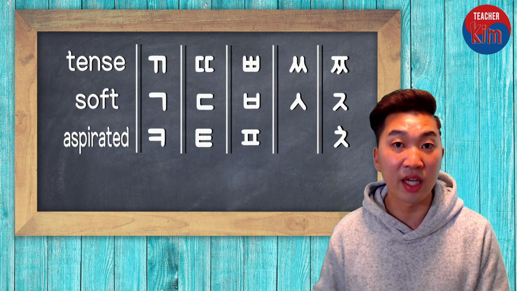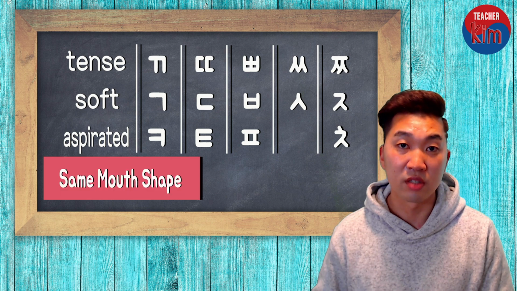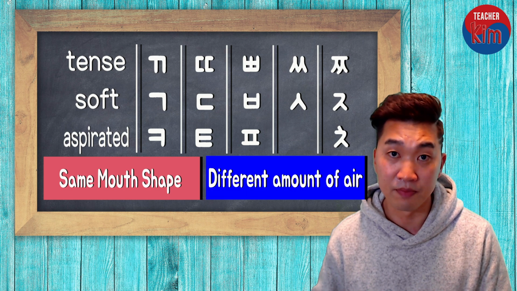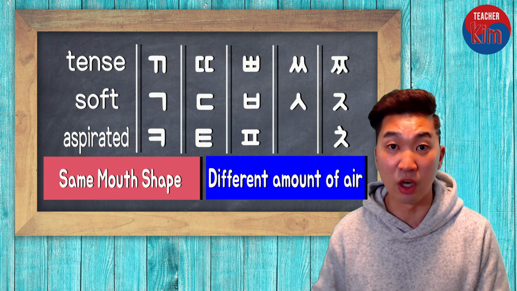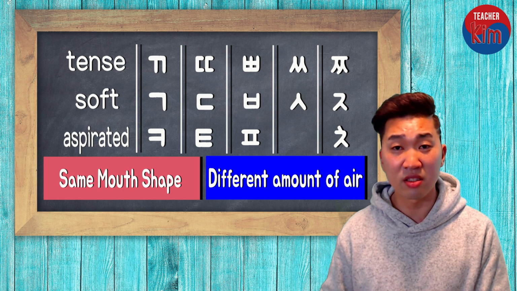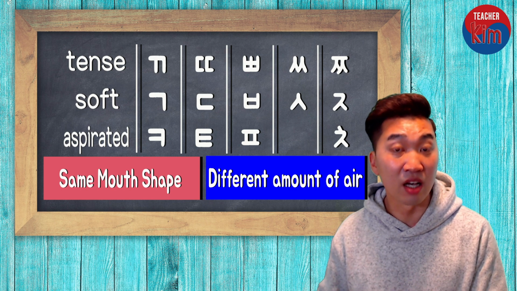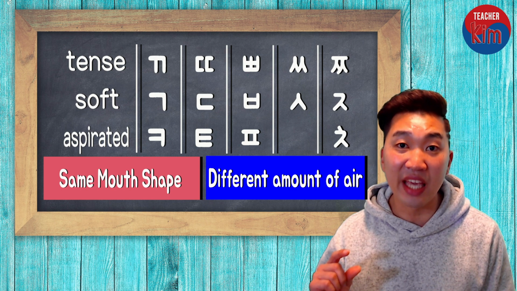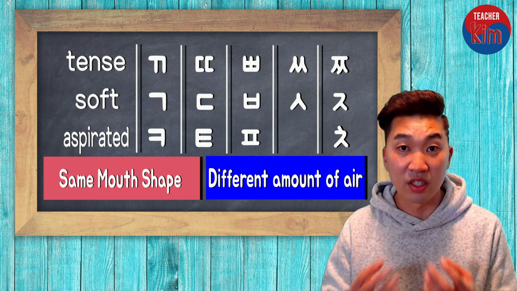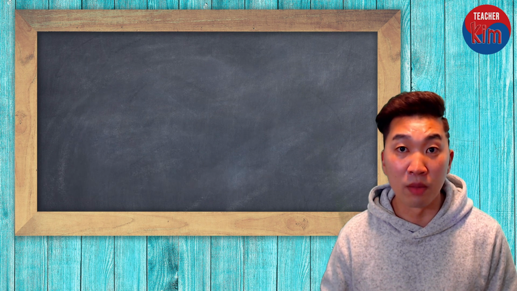And then I need to tell you why tense, soft, and aspirated consonants look very similar. That's because the mouth shape when you pronounce them is exactly the same. The only difference between them is the amount of air you burst out during pronunciation. As I told you, aspirated consonants are pronounced with much more air than soft consonants. But for tense consonants, we have to burst out tiny air, less than soft consonants. So you don't need to change your mouth shape, just concentrate on how much air you burst out, okay? I'm gonna explain one by one.